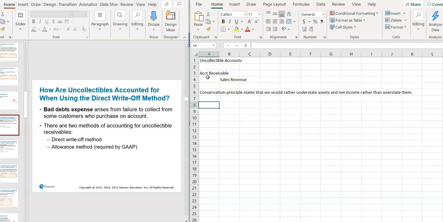Okay? So there are two methods for accounting for uncollectible accounts. I hate when I just copy what they wrote.